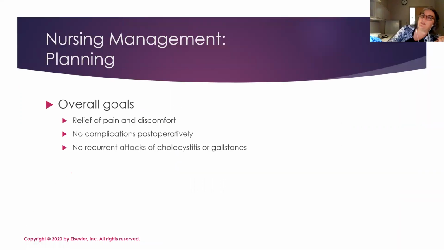So when it comes to our plan, right, those were our assessment findings, and we talked about problems or diagnoses, however you want to think of it. And now we're trying to talk about planning. So overall goal, let's get rid of the pain, and let's at least alleviate part of it. If they're having surgery, we don't want them to have any complication, and we don't want them to have another recurrent attack of the cholecystitis or the gallstones.